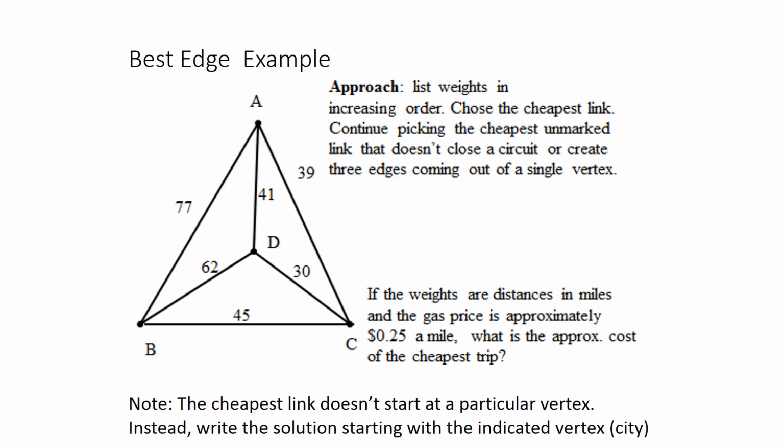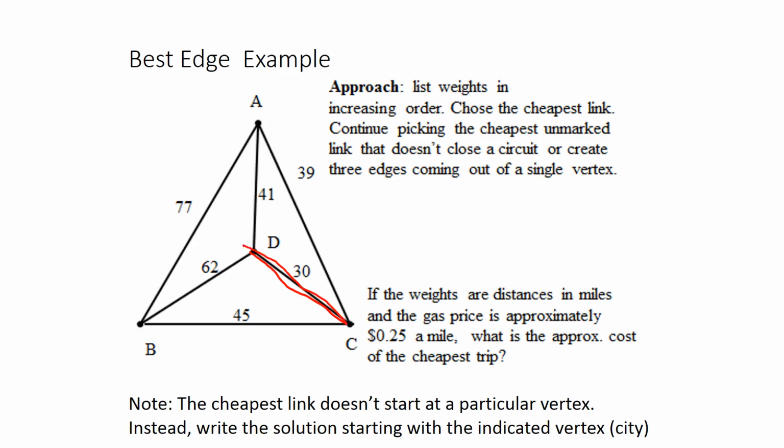So let's see how this works, this best edge example. Again, we don't actually even have a starting point. It doesn't even tell us to. Down here at the bottom, it says the cheapest link doesn't have to start at a particular vertex. Instead, write the solution starting with the indicated city, and this one doesn't even give us a starting one. If you can just look at all the weights and highlight the cheapest one, I'm going to eye them all up and I can see that this is the cheapest one.